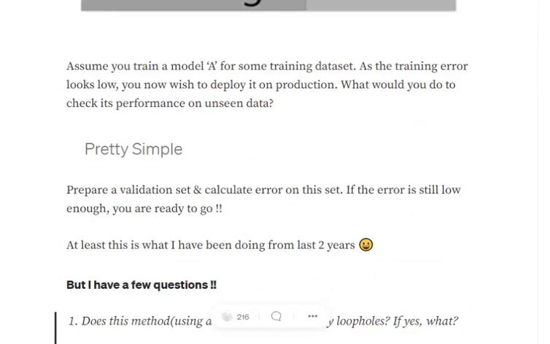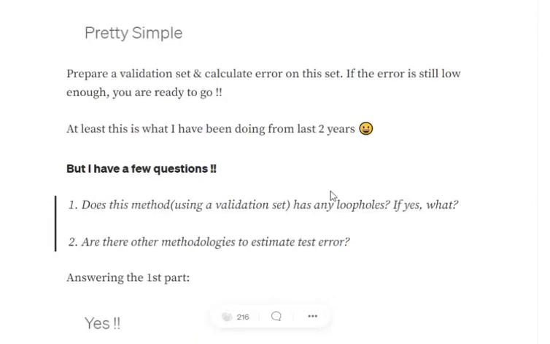What would you do first before deploying it into production? I think you would be checking its error with the validation data set that you have kept aside. This is something that I have been doing for long, but now there are a couple of questions that can be asked. Does using a validation data set have any loopholes? If yes, what? And are there any other methodologies that we can use, instead of just having a validation data set, to estimate our test error?